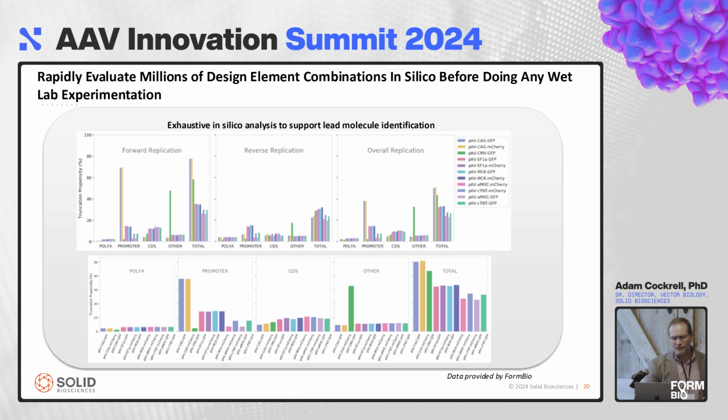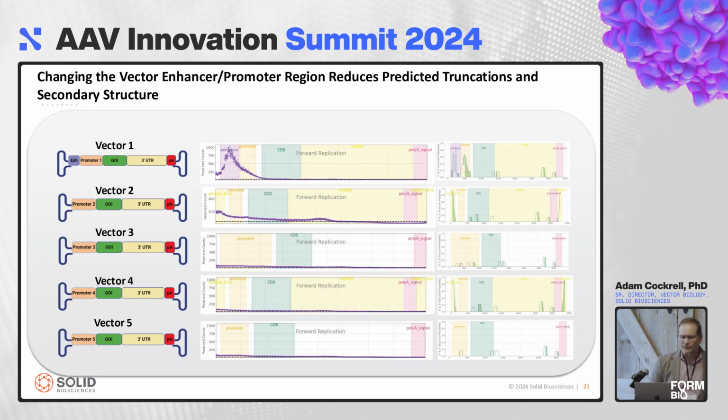So one of the things you can do here is rapidly evaluate multiple, eventually millions of combinations, in silico, to get to what would eventually be an optimized construct. So this is an example, one of our in-house examples. I'm showing you 5 different vectors here, 5 different promoter elements that were swapped out from this top one. You can see this is the prediction.